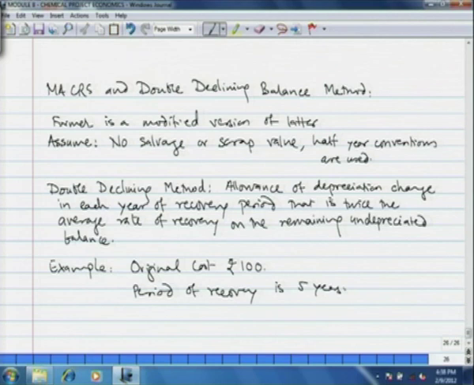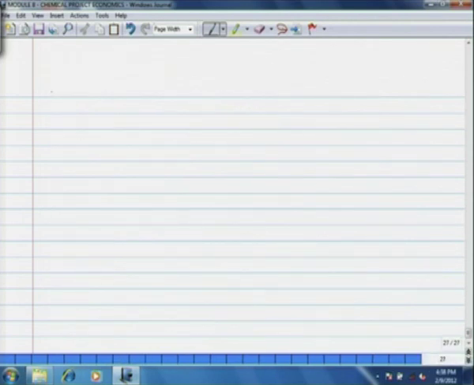Then the depreciation in the first year according to the double declining balance method is 100 divided by 5, that is the recovery per year, into 2, twice the recovery. Okay. So, that is 40. Now, the undepreciated portion is 60, 100 minus 40.